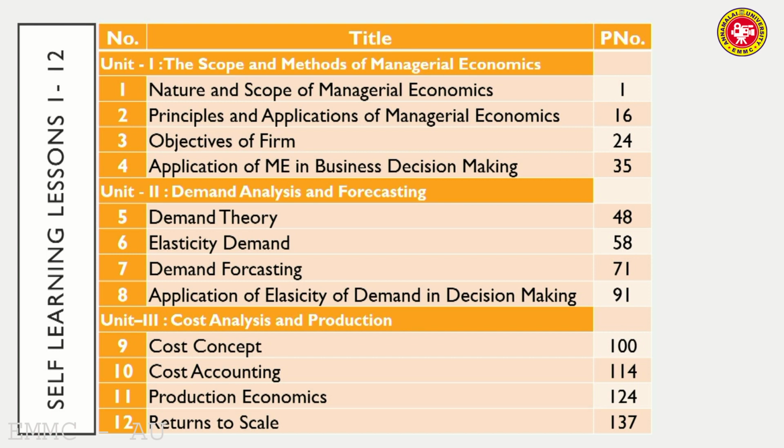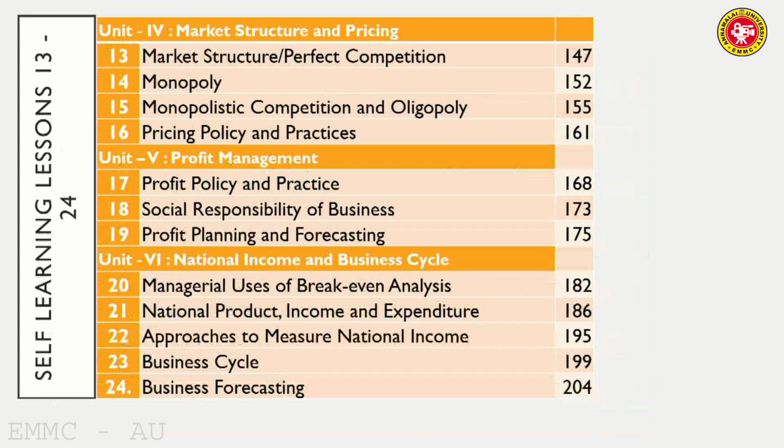And you also have unit 3, cost analysis and production. Unit 3 comprises lessons 9 to 12. The 9th lesson is about cost concept, the 10th is cost accounting, the 11th is production economics, and the 12th is returns to scale. And you have the 13th, 14th, 15th and 16th lessons forming part of the 4th unit, which is market structure: perfect competition, monopoly, monopolistic competition and oligopoly, pricing policies and practices, which we have dealt with in our simulation game, which is very interesting. You can follow it. And then 17, 18, 19 are for unit number 5: profit policy and practice, social responsibility of business, and 19 is profit planning and forecasting.